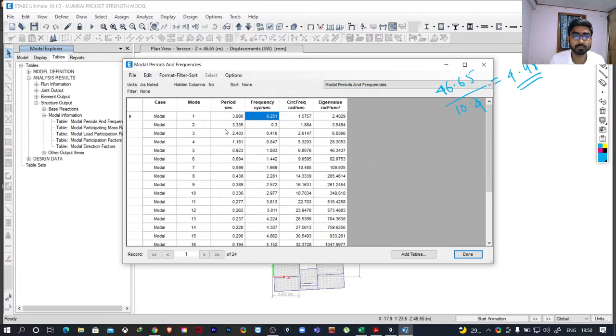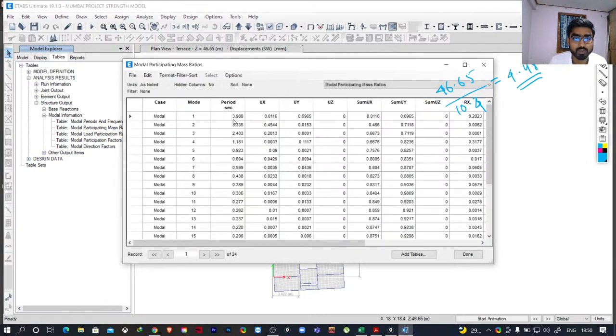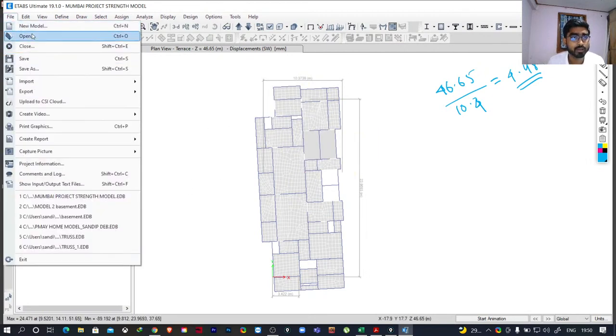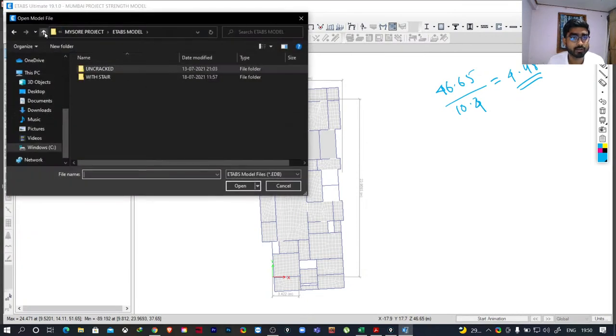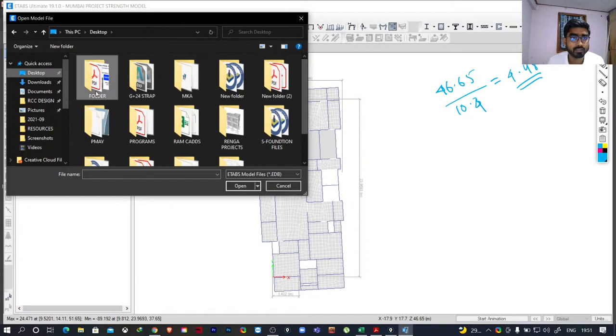Here we have a time period of 3.988, I guess something different. Not an issue. Let me check here. The time period we have got is 0.98. Okay, fine. This model is actually a different model, the strength model. We should not check the time periods here. The time period should be checked in the model where we do not consider the stiffness modifiers, the uncracked model, which is about 1 second.